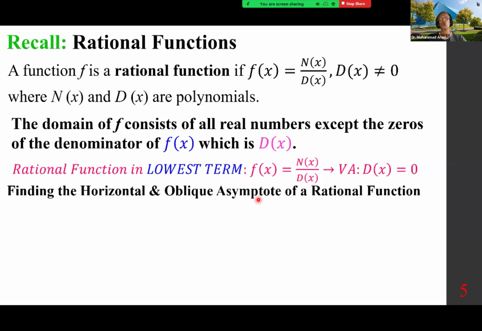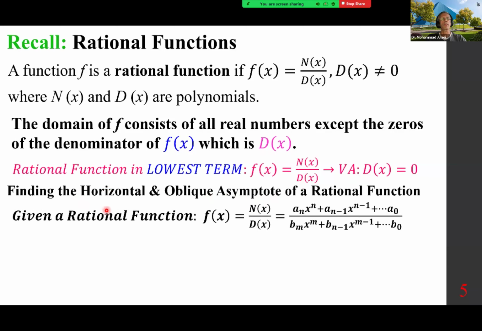Finding the horizontal and oblique asymptote of a rational function. If f of x is n of x over d of x, such that the numerator is a sub n x to the power of n all the way to a sub 0, and the bottom is b sub m x to the power of m all the way to b sub 0, which means the degree of the numerator is n, the degree of the denominator is m. If n is less than m, the horizontal asymptote has the equation y equals 0.